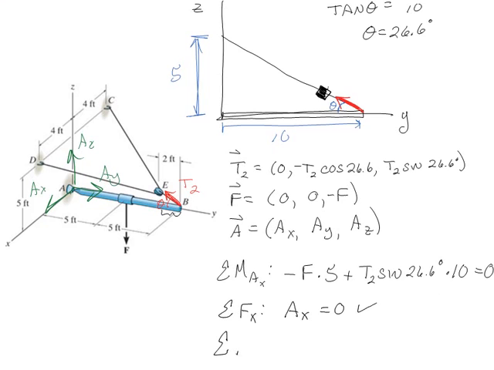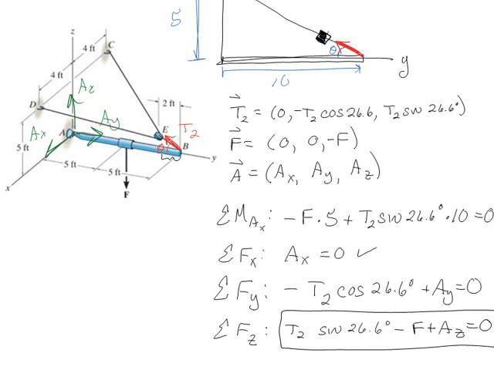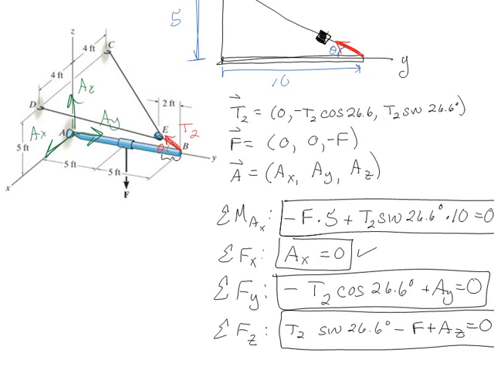Then we have the sum of the forces in the y: negative T2 cosine 26.6 plus Ay equals 0. And then I have the sum of forces in the z, and that is T2 sine 26.6 minus F plus Az, sorry, plus Az equals 0. So I've got this one, I know this, I've got this. So these are some equations that will help me do stuff later.